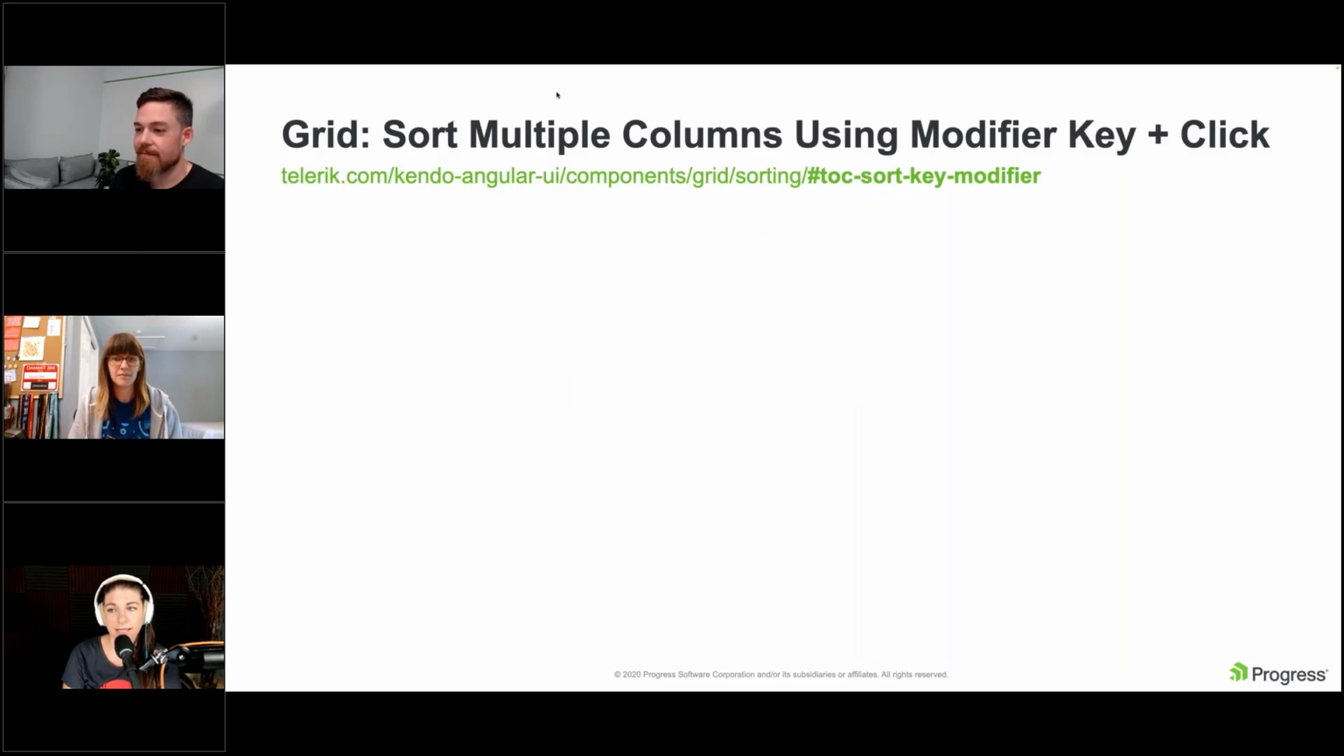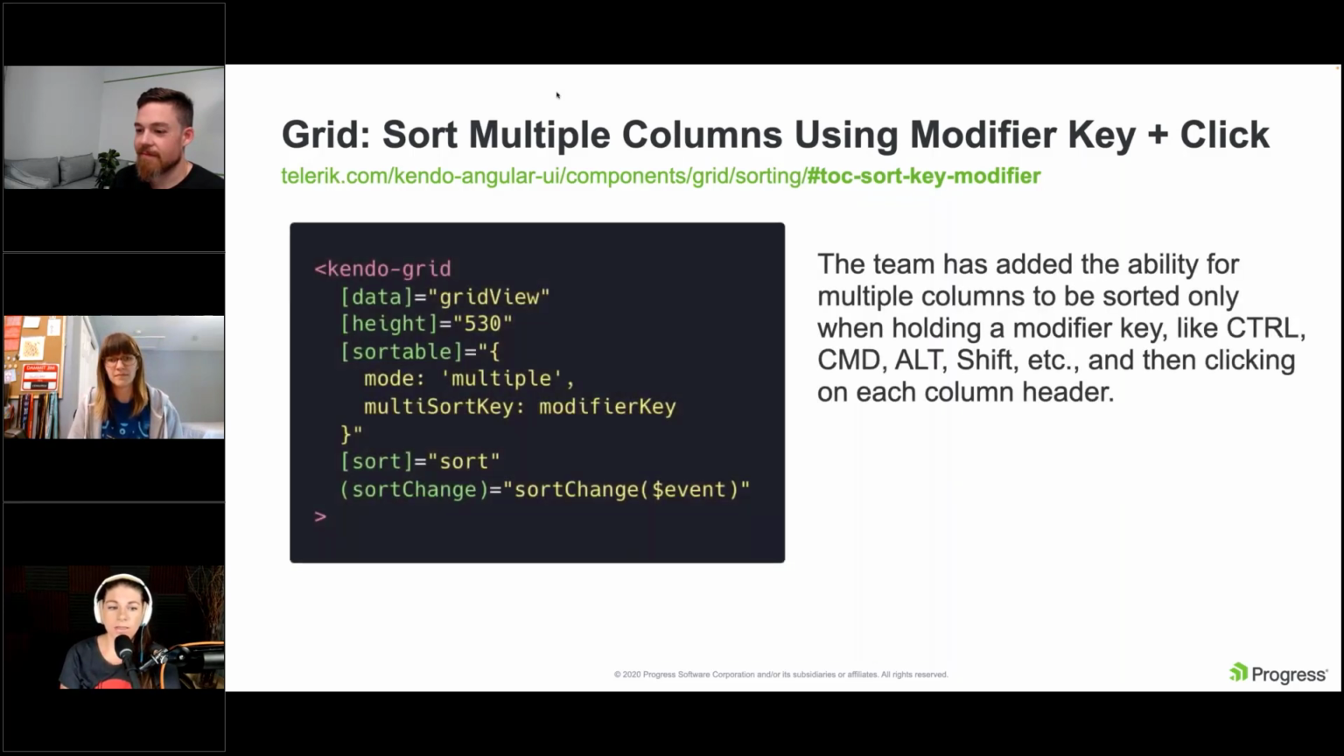So the next feature that was added was sorting multiple columns using the modifier key plus click. This is what it looks like to enable this with mode multiple and multi-sort key provided. Essentially, you can now sort the columns by holding down Control, Command, Alt, Shift, etc., along with clicking on it.